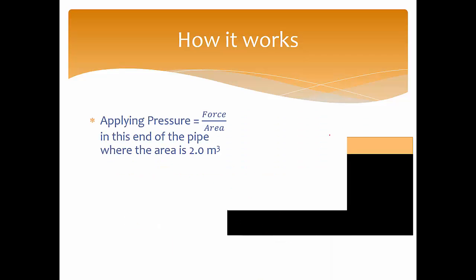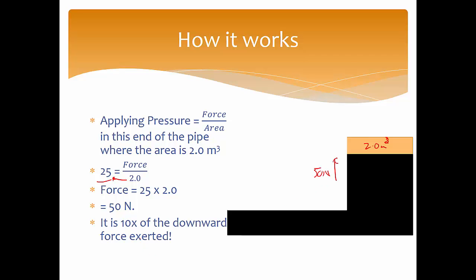So if we look at the other side of the pipe, we also apply pressure equals force over area, where the area over here is actually 2 meter square. Okay, so 25 equals force over 2. The pressure was 25, the area was 2. So by bringing this across, you find that the force exerted upwards is actually 50 Newton. So this was 10 times larger than the 5 Newton that was exerted down.